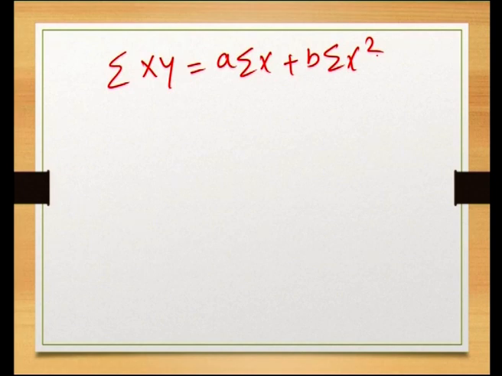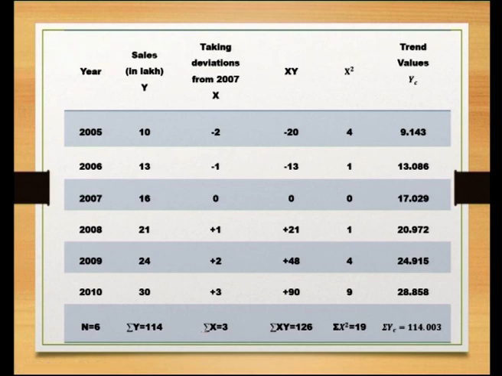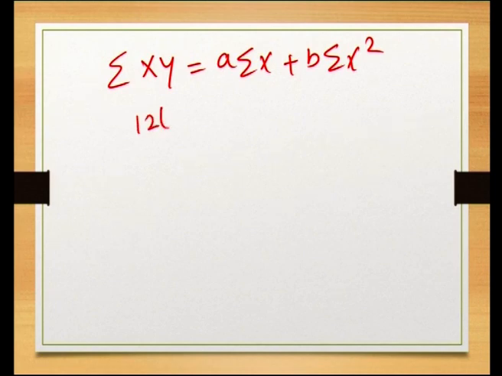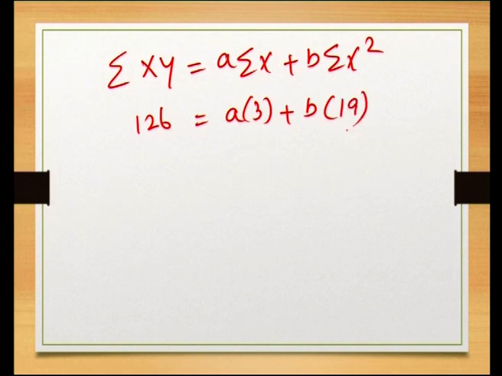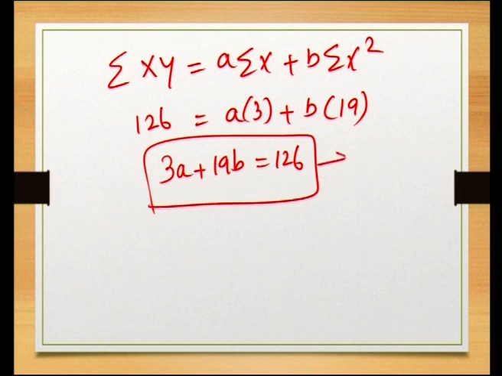All the summation values are now written here by extracting them from the table. Summation x is 3, summation xy is 126, summation x square is 19. Those values have to be substituted there. 126 is equal to a into 3 plus b into 19. So, you get 3a plus 19b is equal to 126. This is the third equation.